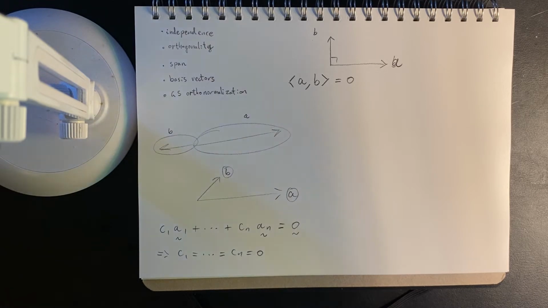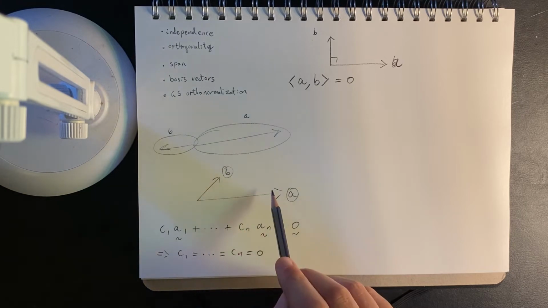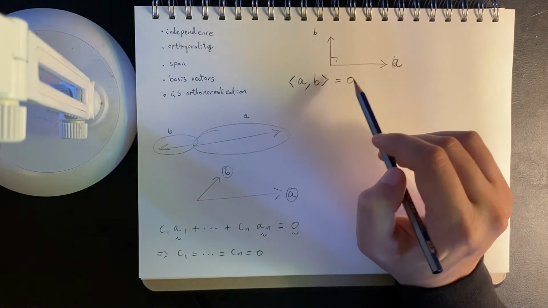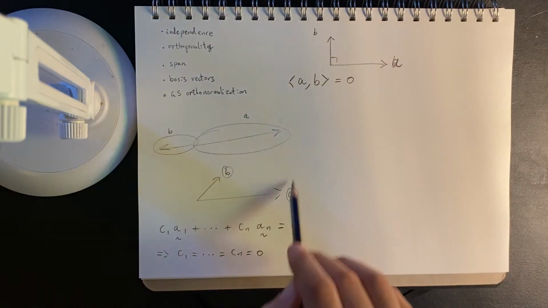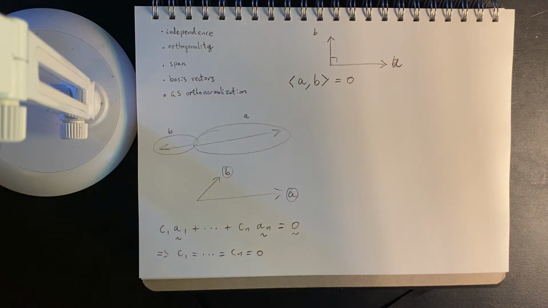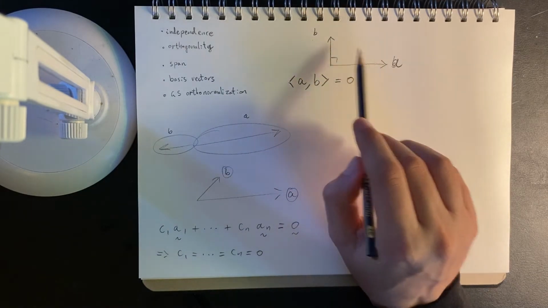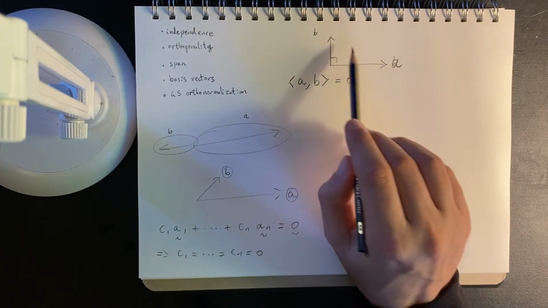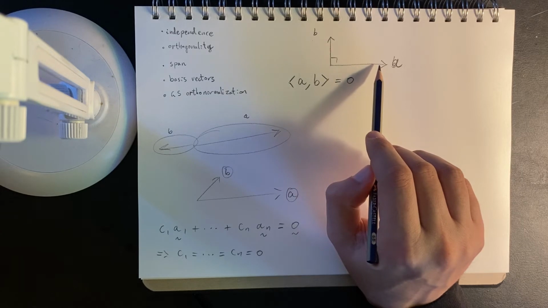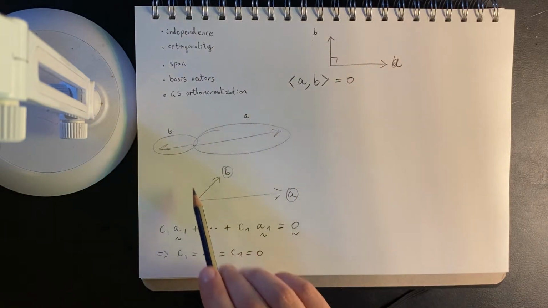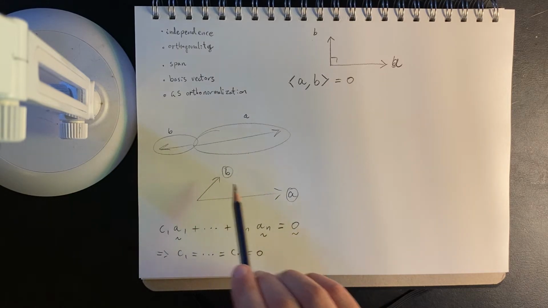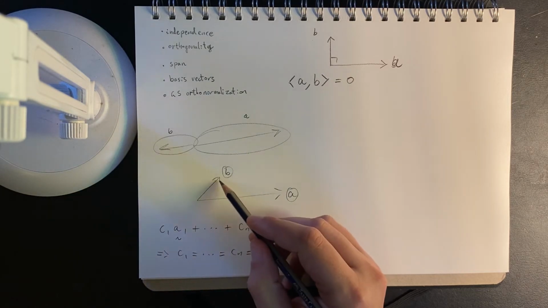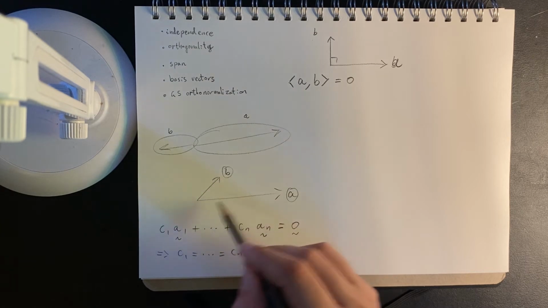Now, the difference between independence and orthogonality. Independence does not necessarily imply orthogonality. On the other hand, orthogonality does imply independence, because clearly, from this simple example, we can see that these two vectors do not depend on each other. And here, we can see that these vectors don't fully depend on each other, but there's some component of B which is in A.